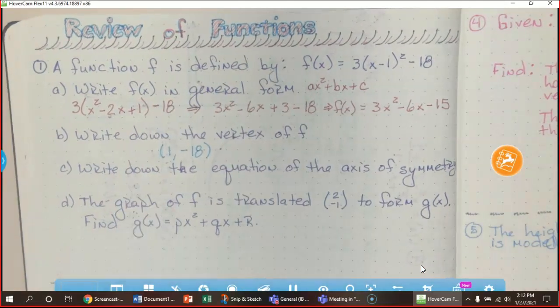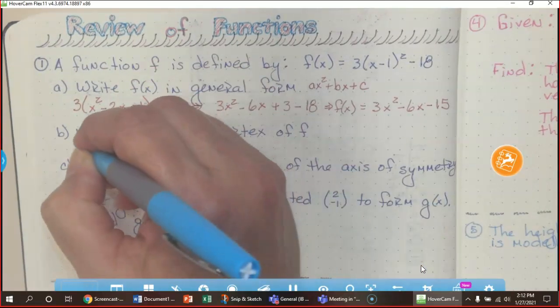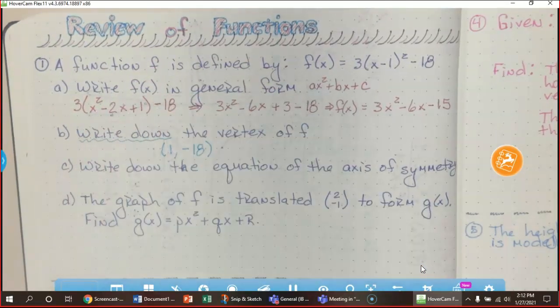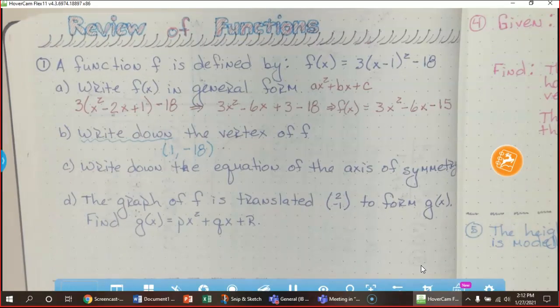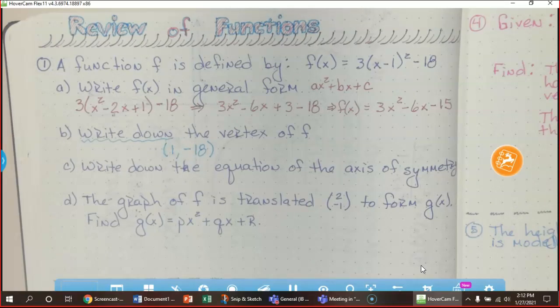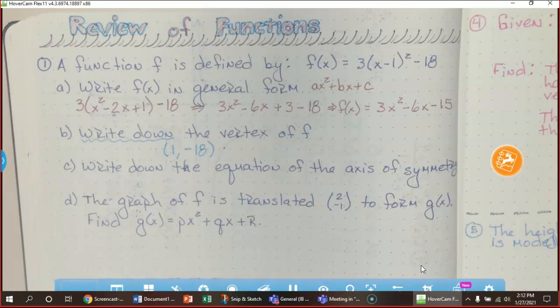Now, I do want you to take just a moment and see this right here, this write down. That means we shouldn't have to do a whole lot of math. If you have those words write down right next to each other, it means we should just be able to get that and figure it out. Okay? So now part C says, write down the equation of the axis of symmetry. What do we know about the axis of symmetry for a quadratic? What kind of line is it?